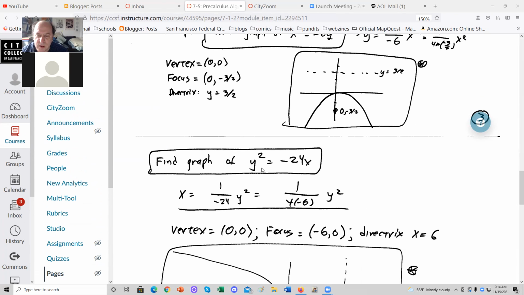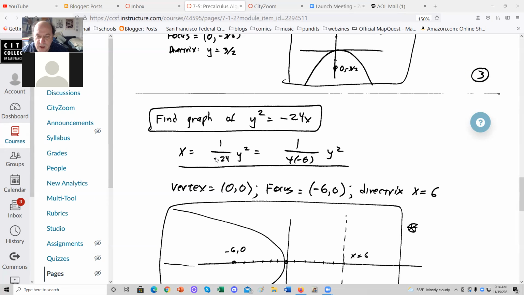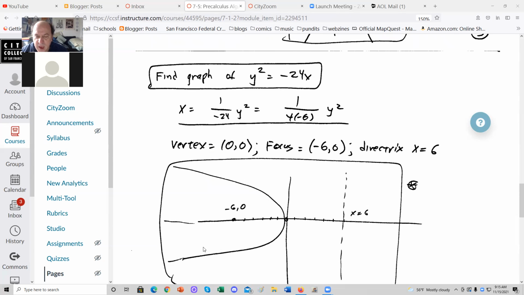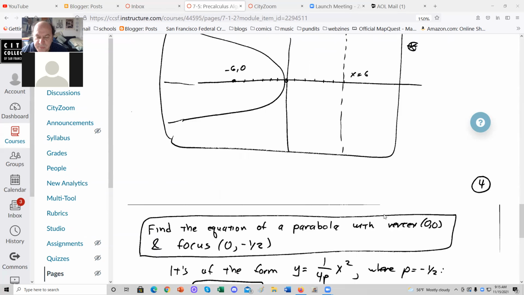You have y squared equals negative 24x. Like here we solve for x, and it'll open left or right. x equals 1 over negative 24 y squared, so it's 1 over 4 times negative 6 y squared. So this negative 6 is the value p. Vertex at (0, 0), focus is (negative 6, 0), directrix is x equals 6, and it looks like this. But I do suspect that I made this too narrow. It really should be wider like that, but whatever.